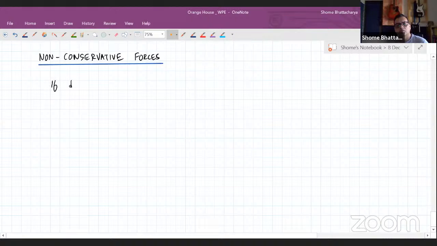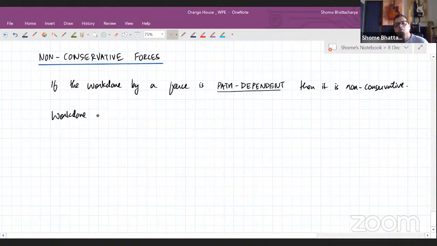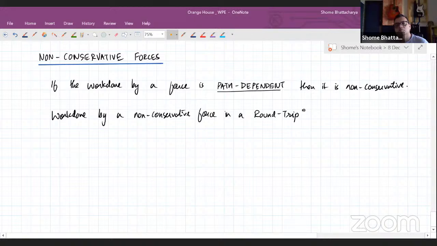So if the work done by a force is path-dependent, then it is non-conservative in nature. Okay, and the work done by a non-conservative force in a round trip will be a non-zero quantity. So the best example of a non-conservative force at this stage is kinetic friction.